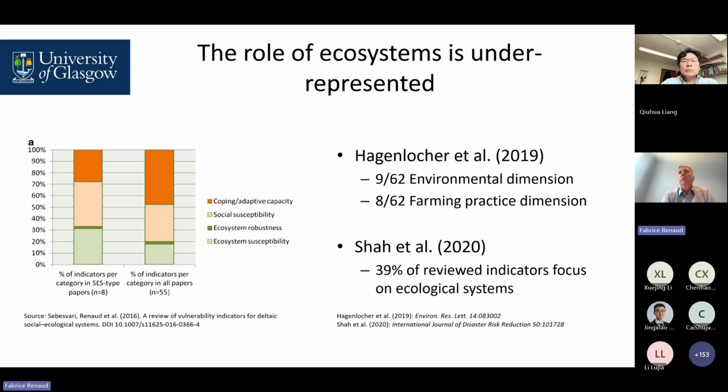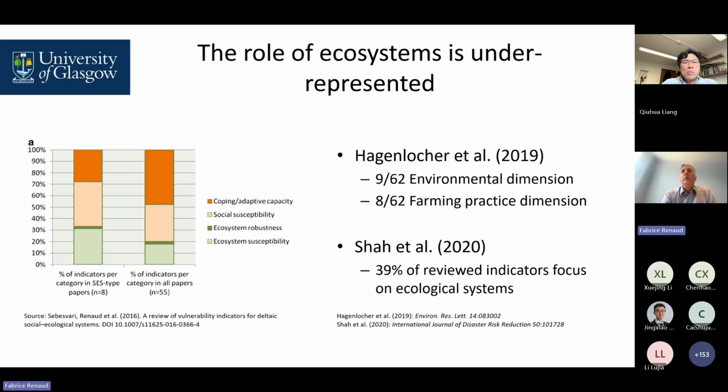Back in 2016, we did a review of the risk assessment frameworks and the indicators used for disaster risk reduction in deltas, again, so that was under a Belmont-funded project that was called Deltas. And we reviewed some 55 papers that were relevant, and we realized that the indicators that were used by various researchers were predominantly covering the social components of vulnerability, such as the coping and adaptive capacities and the social susceptibility.